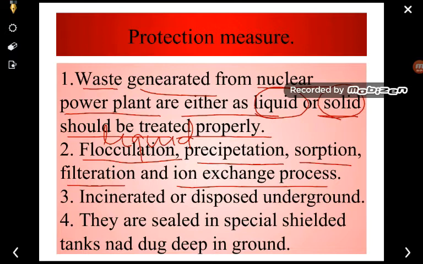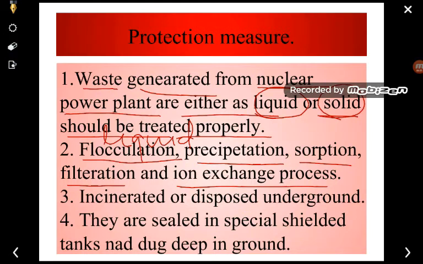ये तो different process हैं जिसके through हम liquid को treat कर सकते हैं. So the radioactive waste which is in the liquid form can be treated through different methods. Next one is that incinerated or disposed underground.